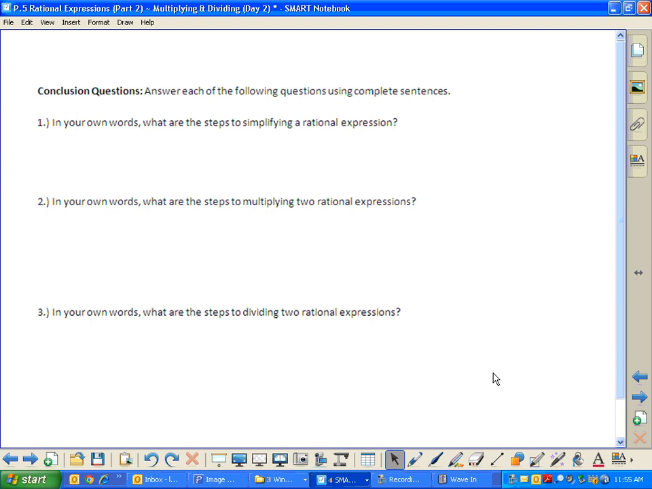So all in all, our next test is going to be on a total of 6 things. You have your domain. Then you have to simplify rational expressions. And then we add, subtract, multiply, and divide rational expressions. So those are your 6 things that you'll be able to do by the time you get to your next formal assessment for me. Questions about that?